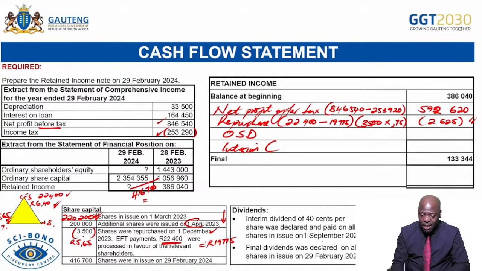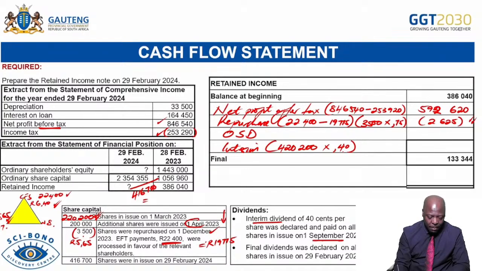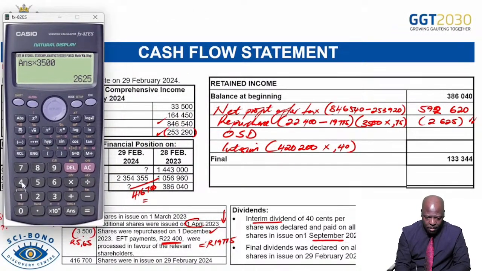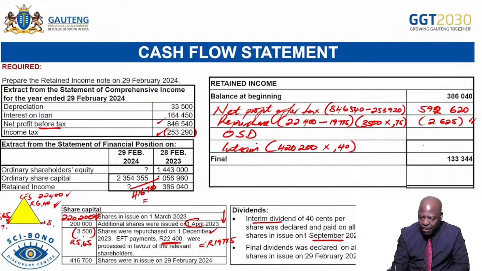And then after that, in September, we issued an interim dividend. So I'll take my 220,200 plus the 200,000. That's going to give me 420,200. Then I multiply that by my 40 cents, which is my interim dividend per share. Let's punch that in the calculator together. That's my 420,200 multiplied by 40 cents. That's going to give me 168,080.